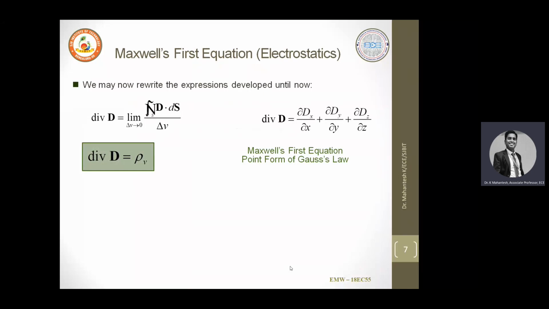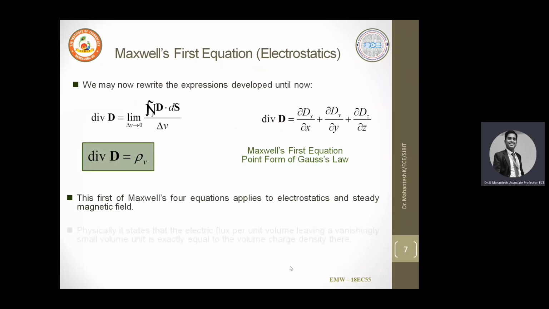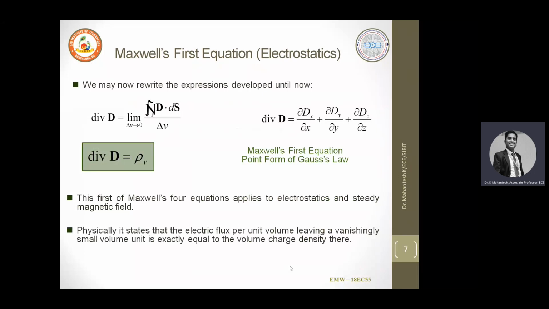It appears as a point, and you are trying to evaluate the divergence at any given point in a vector form. The first of Maxwell's four equations applies to electrostatics and steady magnetic fields both. Physically, it states that the electric flux per unit volume leaving a vanishingly small volume unit is exactly equal to the volume charge density at that particular point.